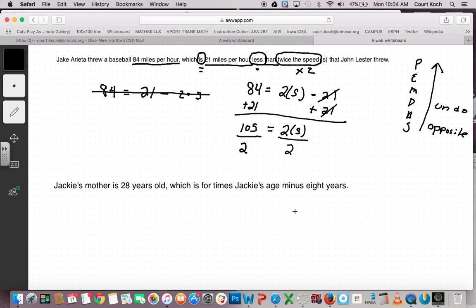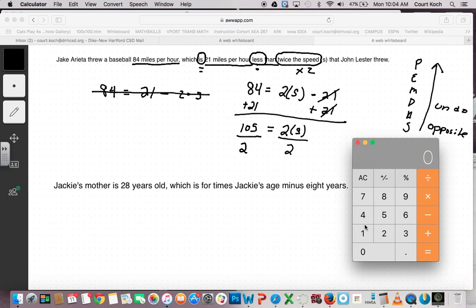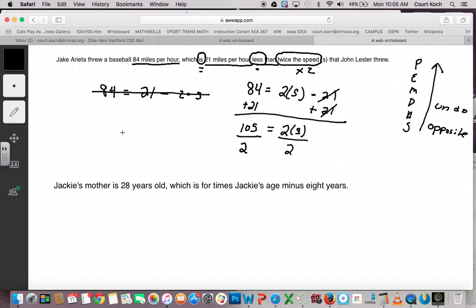What I do here, pull up the trusty calculator, because it's an odd divided by an even, so that's going to give me a different number, 105 divided by 2, 52 and a half. So that means s equals 52.5. This would have canceled, leaving me s equals 52.5. Give it a label. Label is miles per hour.